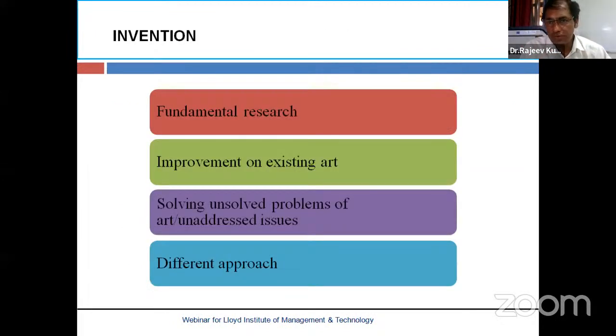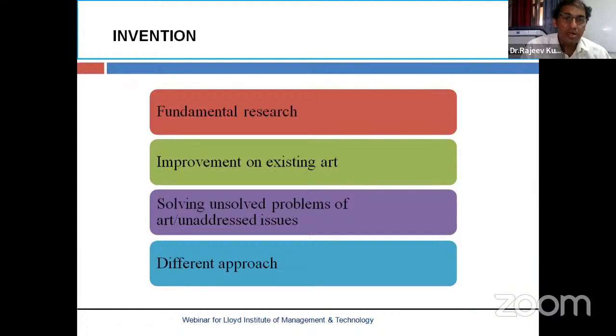So invention arises out of fundamental research, and it could also be, as I was telling you, just an improvement over the existing art. So the improvement, I already told you that it could be in the process, in the product, and the applicability. So you can get a patent over that.